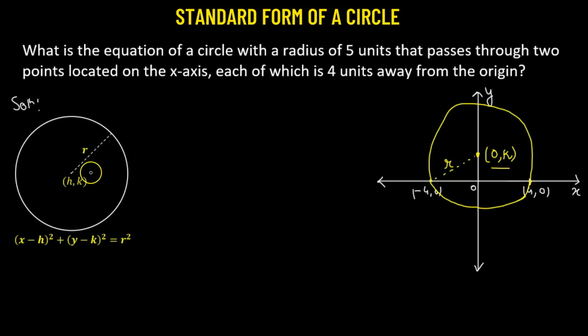Let's say we have a circle with radius r, and the coordinate of the center is given by h, k. Then the standard form of a circle is given by this equation: (x minus h) whole squared plus (y minus k) whole squared equals the square of the radius. Fine. So in order to find the value of k, we have one point having coordinate 0, k, and the other point has the coordinate -4, 0. So we can use the distance formula. So let's use the distance formula.